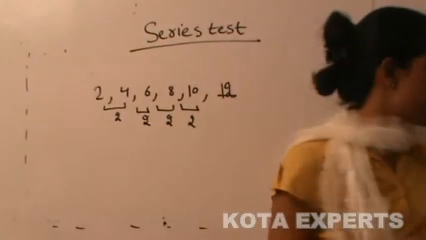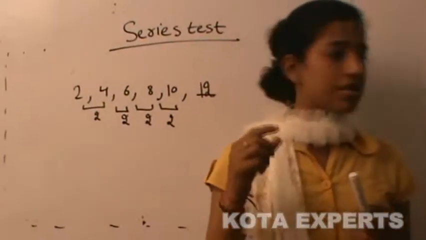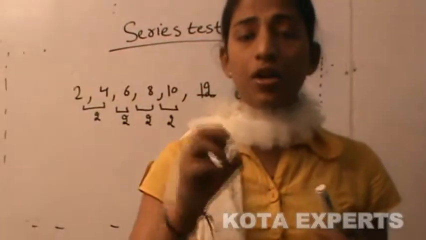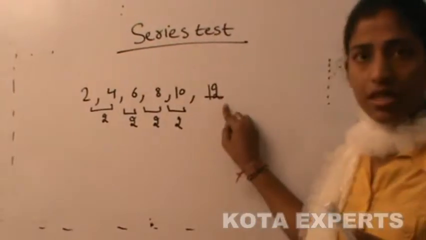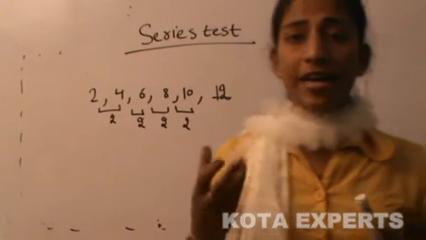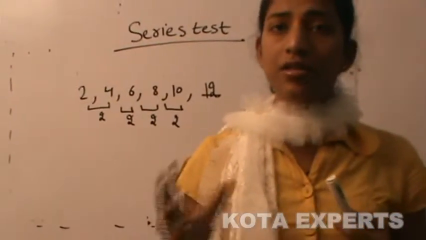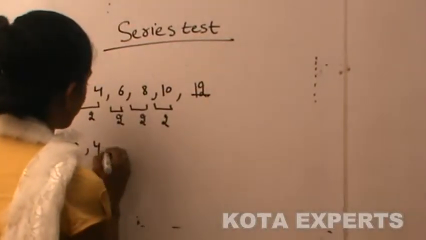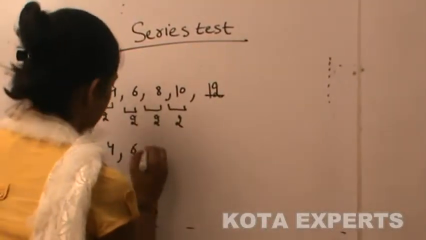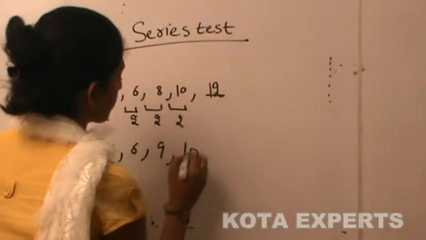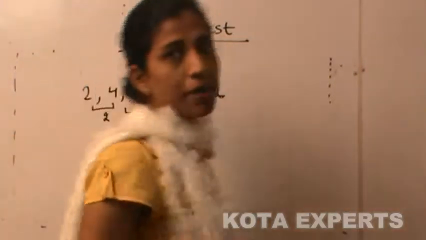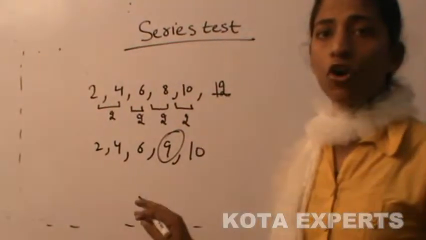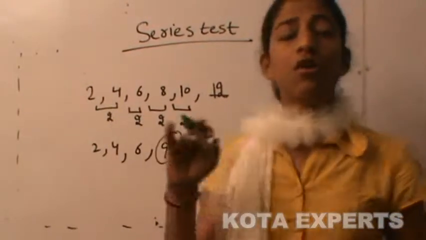So in these questions, a number series is given and we have to insert a new number, or find the wrong number in the series. If I give you this series 2, 4, 6, 9, 10, then what is the wrong number in this series? Obviously 9, because it does not follow the pattern of difference of 2.